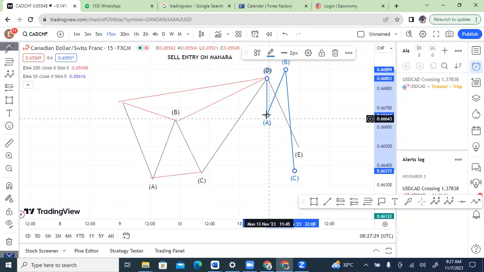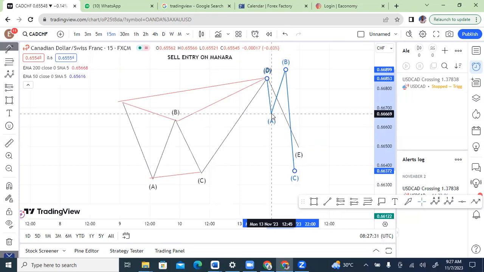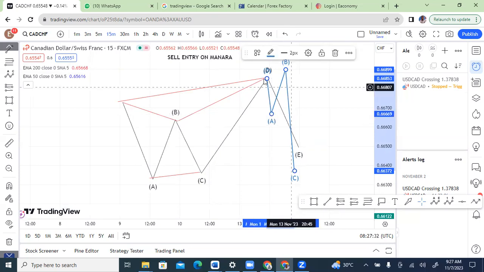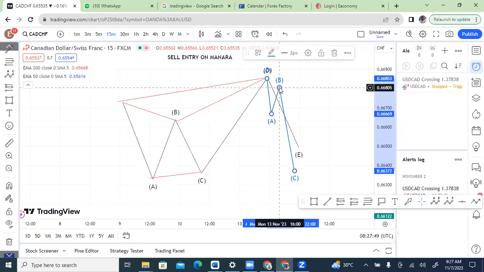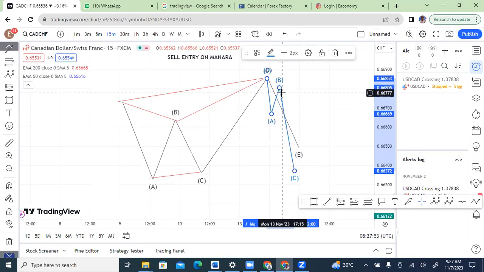What do I mean by a second leg? A second leg is when Manara gives you the entry and it starts dropping, and you have to wait for it to come back. You can either see it this way. How will you know this is a second leg? You will know it's a second leg if it starts dropping a bit.